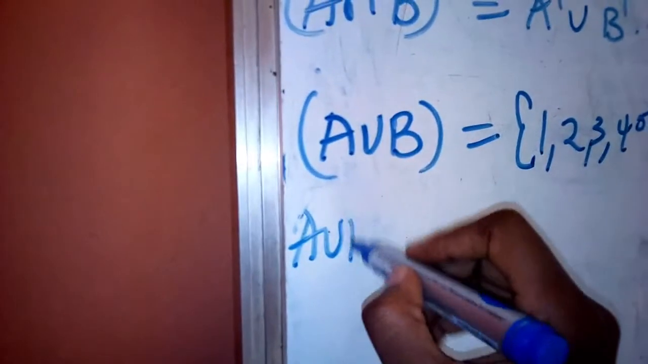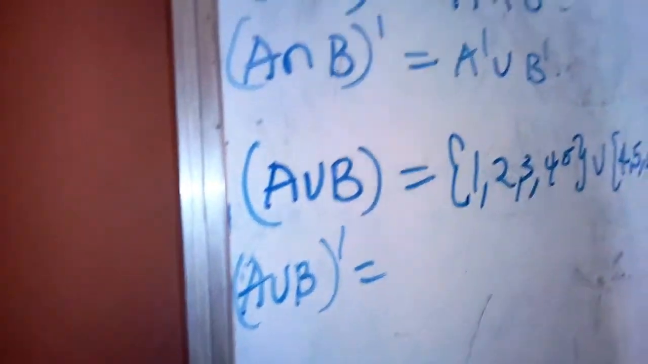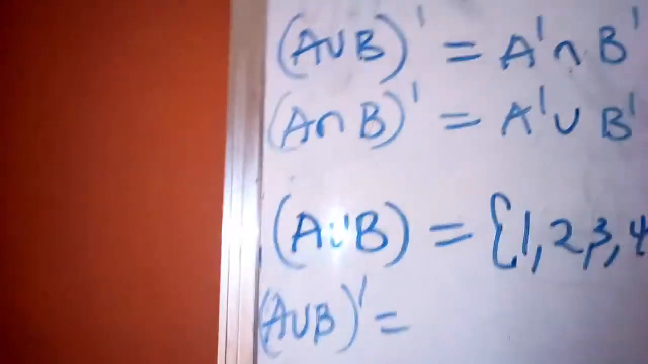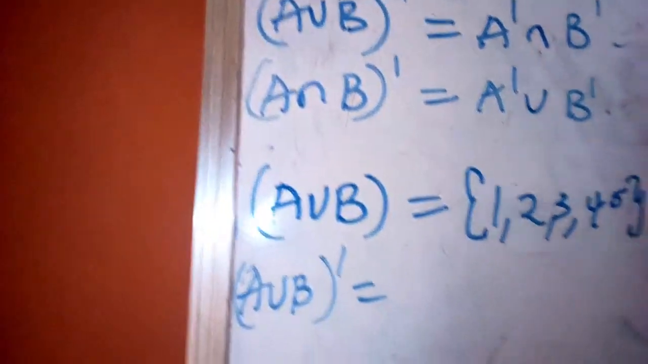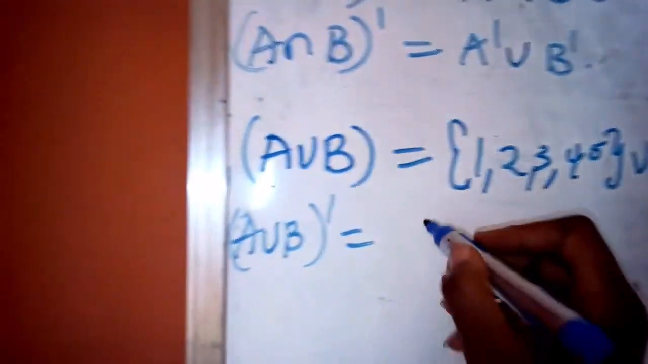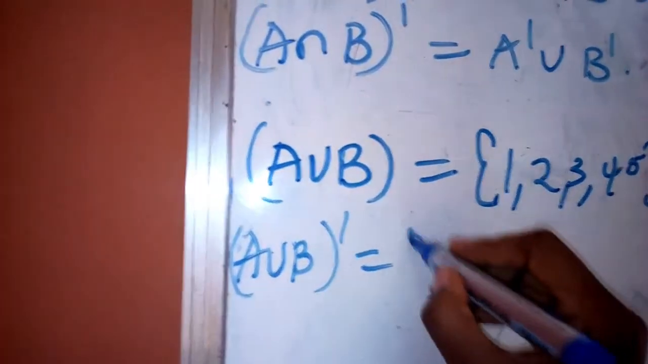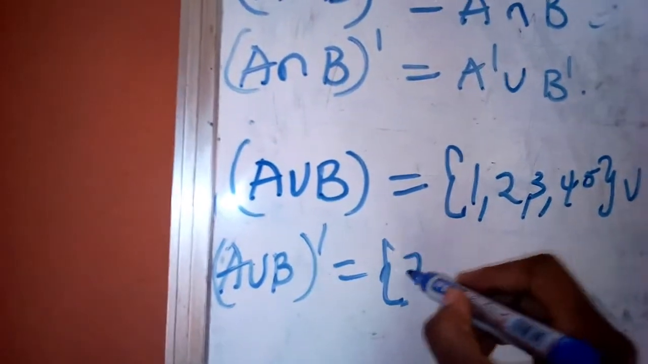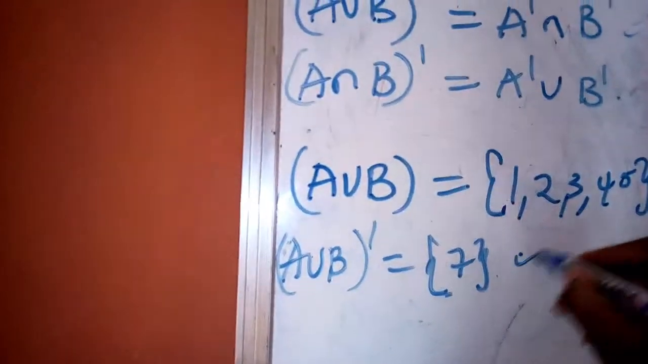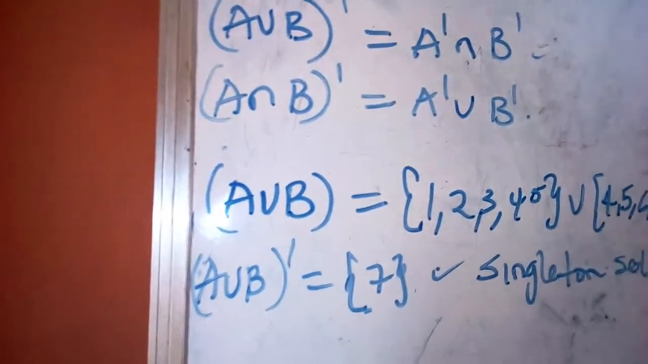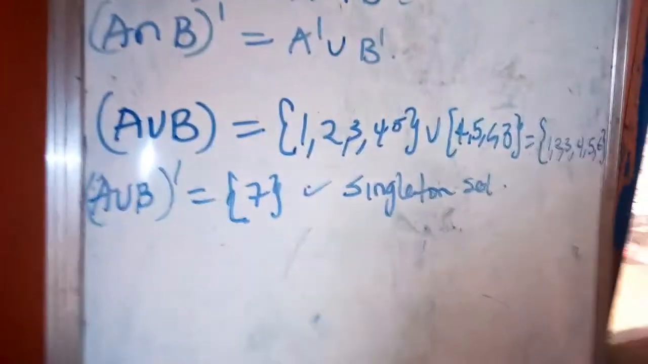So A union B prime is the elements of the universal set that are not in A union B. So let us list the elements of the universal set, and then in A union B we have just 7. Yes. So we have a singleton set here. A union B complement is a singleton set.